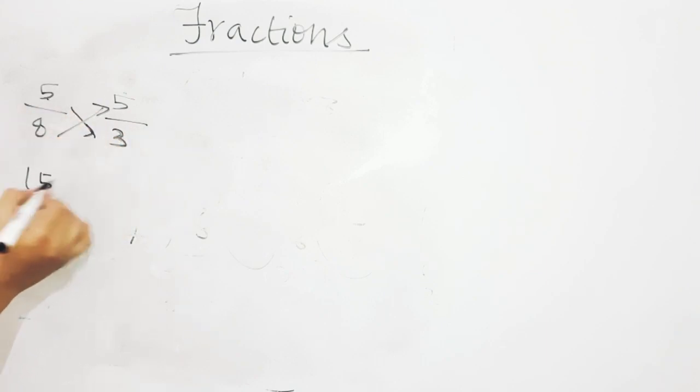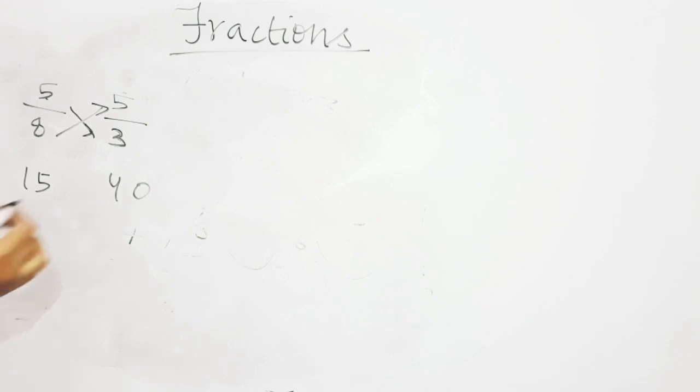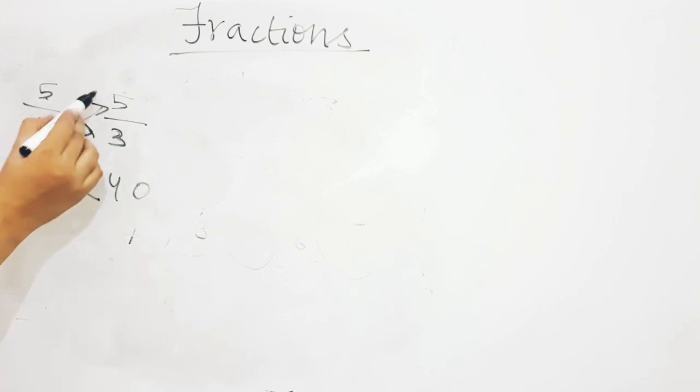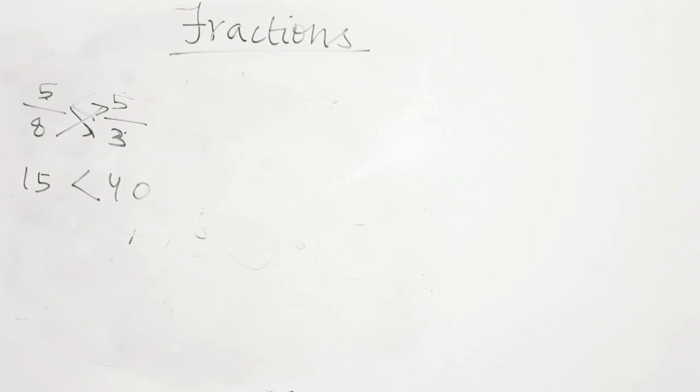5 times 3 is 15 and 8 times 5 is 40, right? So obviously 40 is greater than 15. That means 5/3 is greater than 5/8. This is how you can compare the two fractions.